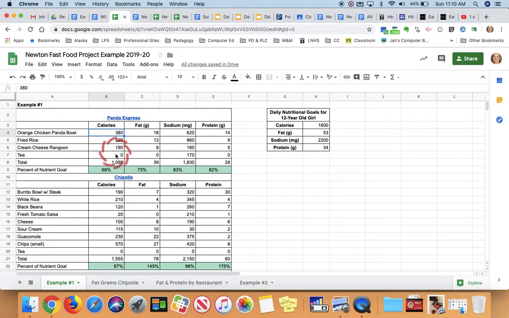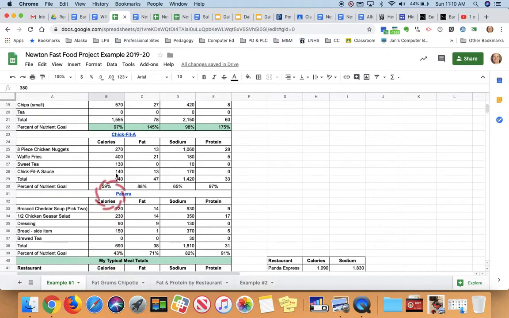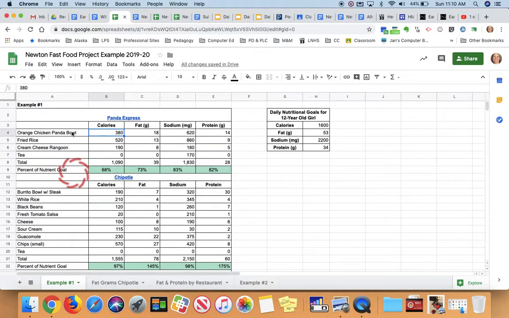Inside your numbers, there should not be any words like calories or g or mg. That does not allow you to use the math functions and formulas, so make sure that you do not have that. So then following that, you would have your second restaurant, calories, fat, sodium, and protein. Then each restaurant should have a total line and a percent of nutrient goal line. So 4 restaurants, pretty much one on top of the other. If you have done it a little bit differently where you have them side by side, that's okay, as long as they are set up correctly, okay, and look basically like this.